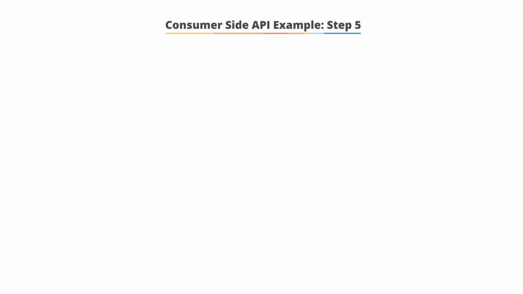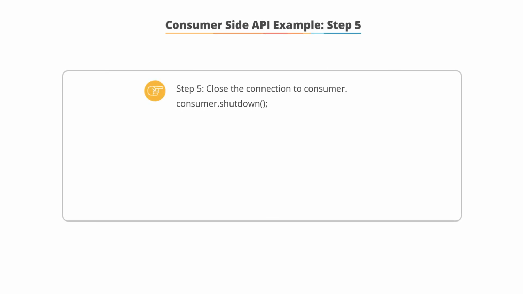In the last step, step 5, we simply close the connection to the consumer by calling the consumer shutdown method and shut the connection down.